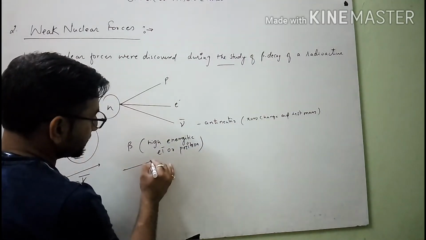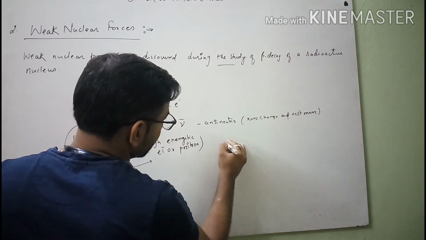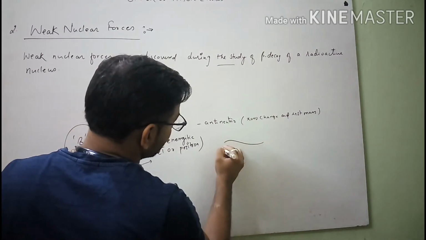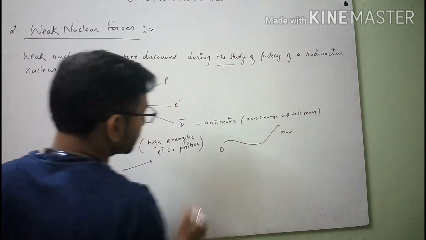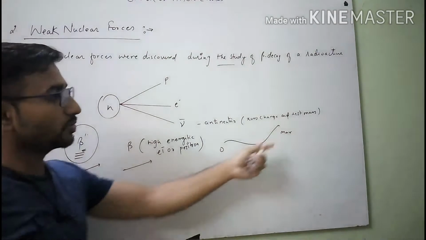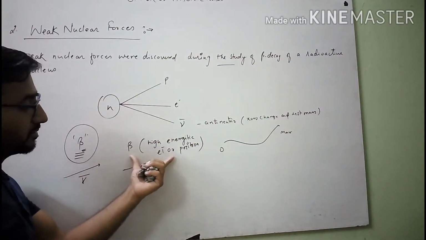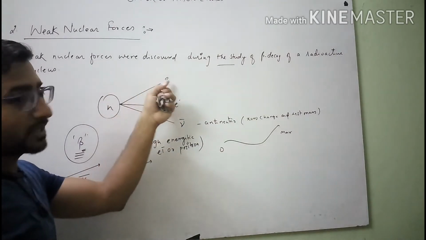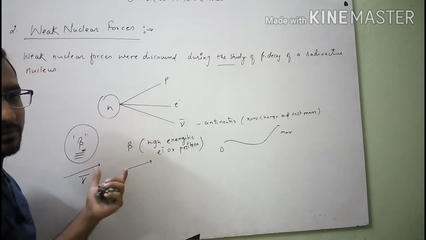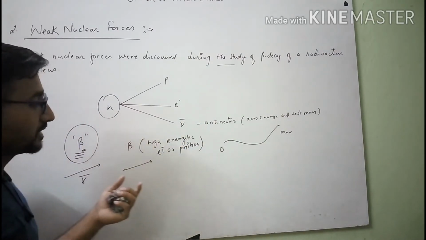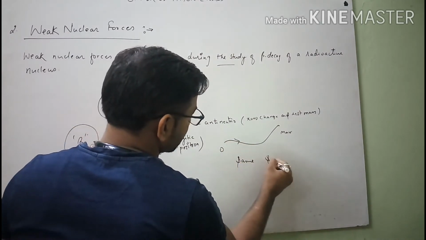So when this high energy electron is emitted from the nucleus, their energy varies from 0 to a maximum value. Clear, student? Their energy varies from 0 to a maximum value. And for all emitted beta particles during the beta decay of the nucleus, they have the same energy and the same velocity.